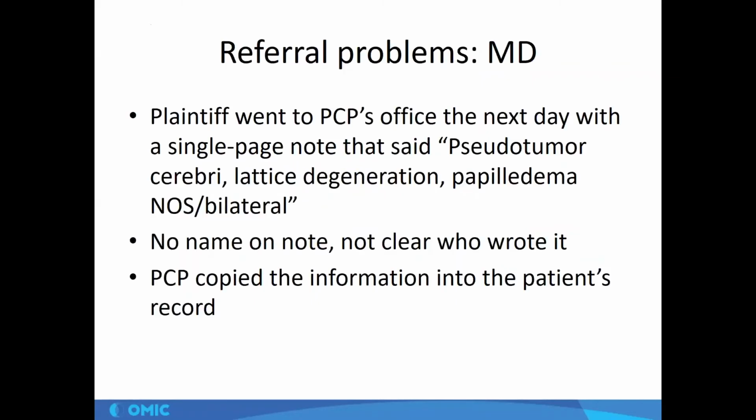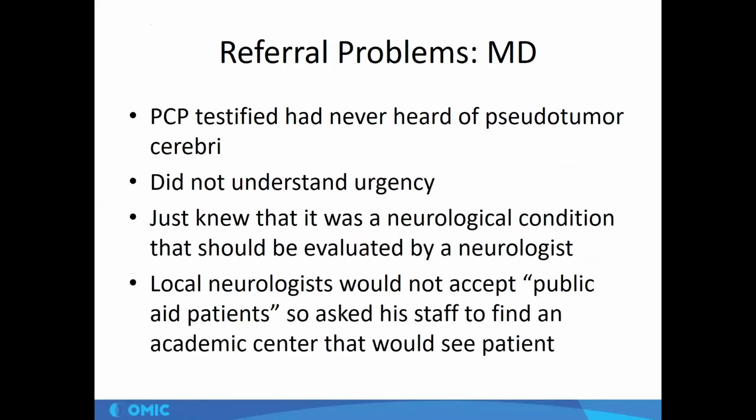Thanks, Dr. Wiggins. So as you can see, there were a number of problems with this referral, and we see this often in lawsuits. The plaintiff, as Dr. Wiggins stated, went the following day to her primary care's office and handed him a single-page note that said pseudotumor cerebri, lattice degeneration, and papilledema. There was no name on the note. We never figured out who actually wrote it. Nonetheless, the primary care copied this information into the patient's record. During his testimony, he said he had never heard of pseudotumor cerebri and didn't understand how urgent it was. He just knew it was some kind of neurological condition. She needed to see a neurologist. He also knew that she was going to have trouble finding a local neurologist, and that's why he asked his staff to help her.